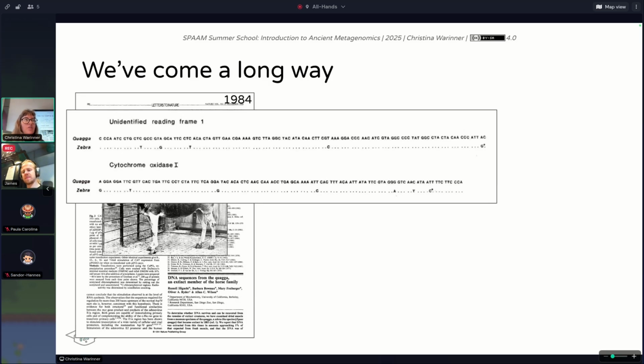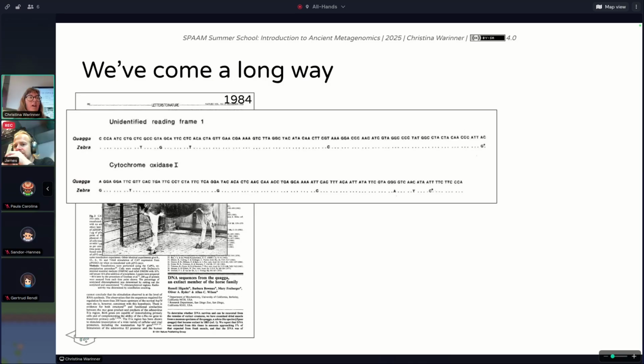Now, they retrieved two different DNA sequences, one from cytochrome oxidase 1, which is a mitochondrial gene. It's a fragment of that gene, and the other one which they weren't able to identify. That's because at the very beginning of the field of genetics, we didn't have sequences for very many genes. We didn't know what they were. And so they were able to identify this fragment of DNA and sequence it, but they weren't able to confirm what it is. We now know it's another mitochondrial gene fragment.